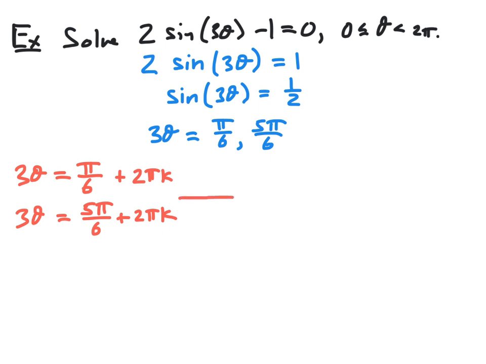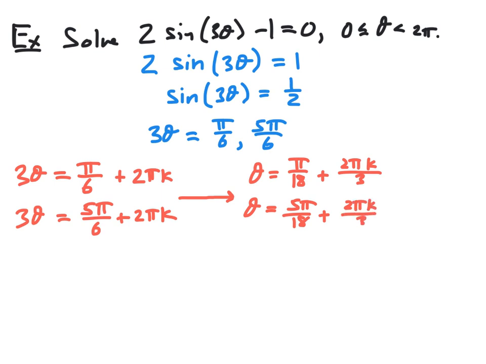We can then take these equations and divide both sides by 3, and so we get theta equals pi over 6 divided by 3, which is pi over 18, plus 2 pi k all over 3. The second equation becomes theta equals 5 pi over 18 plus 2 pi k over 3. And so this pair gives us all the solutions to this particular equation in terms of angle theta, not 3 theta.